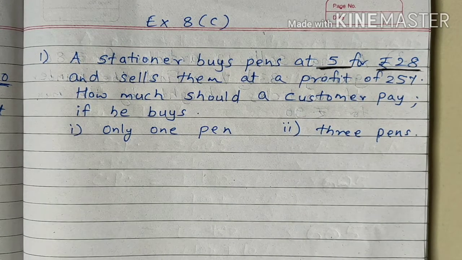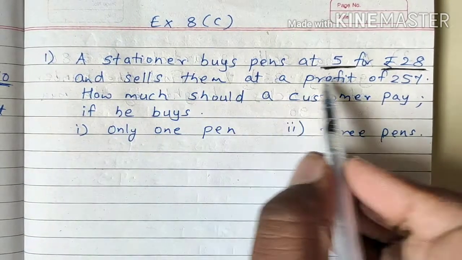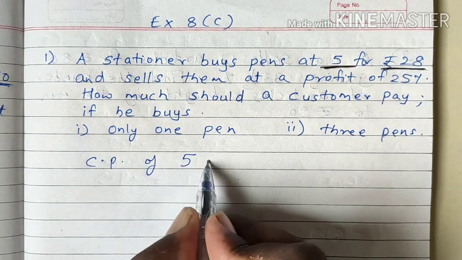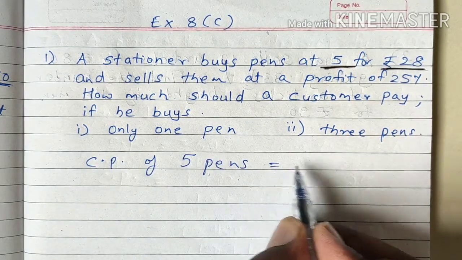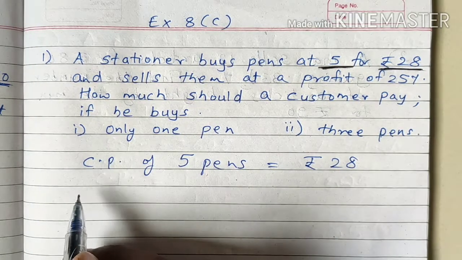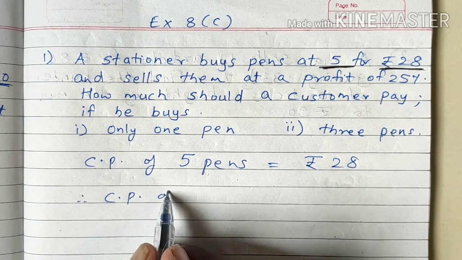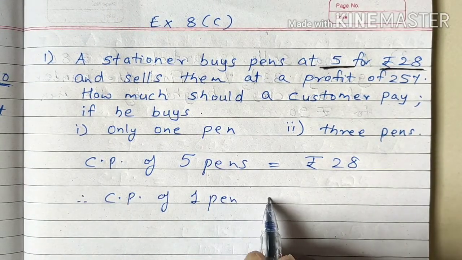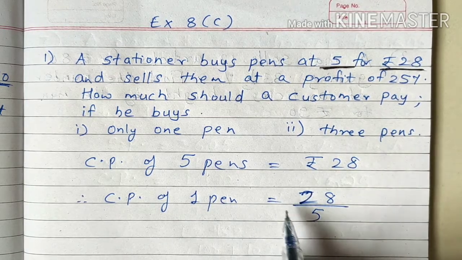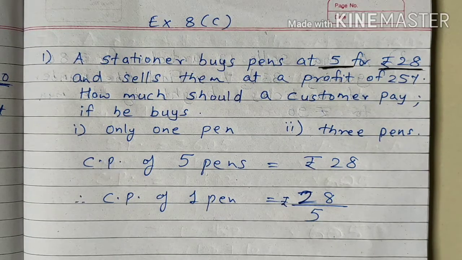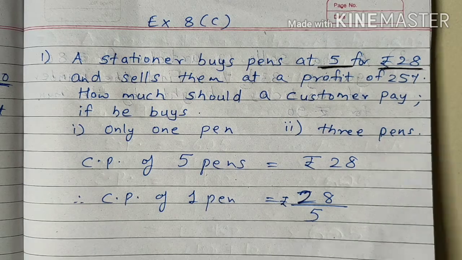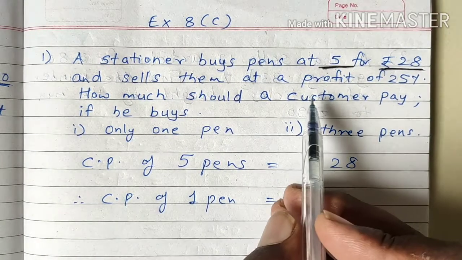Okay, so in our question what is given to us? Cost price of 5 pens is rupees 28. This is the given information. Therefore cost price of 1 pen will be how much? 28 upon 5. 28 upon 5 will be the cost price of the 1 pen. Got it?